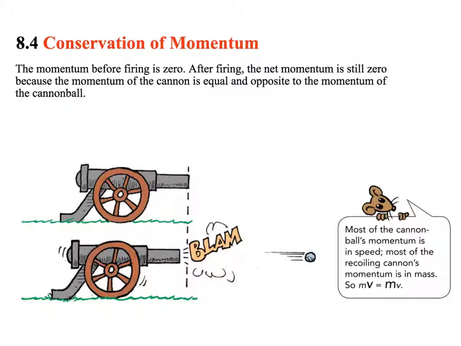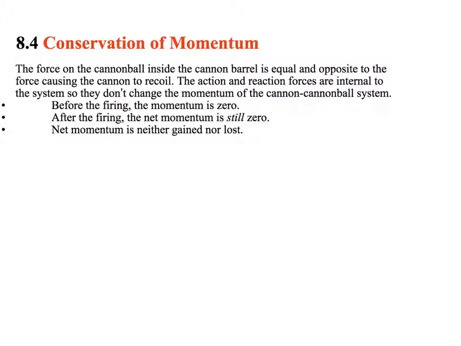The momentum before firing is 0. After firing, the net momentum is still 0 because the momentum of the cannon is equal and opposite to the momentum of the cannonball. The force on the cannonball inside the cannon barrel is equal and opposite to the force causing the cannon to recoil. The action and reaction forces are internal to the system, so they don't change the momentum of the cannonball system. Before the firing, the momentum is 0. After the firing, the net momentum is still 0. No momentum is neither lost nor gained. This is like Newton's third law.